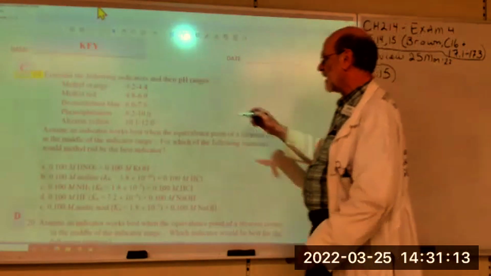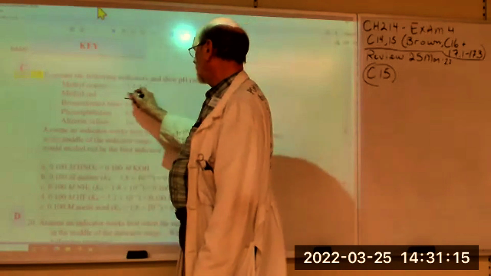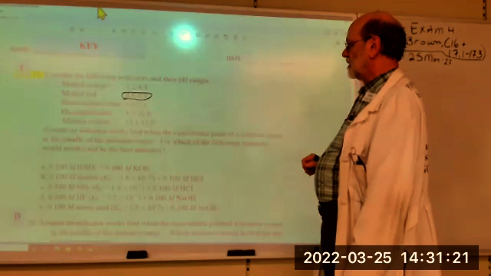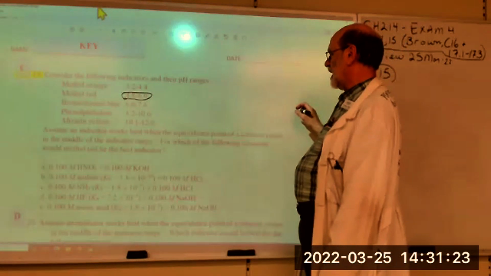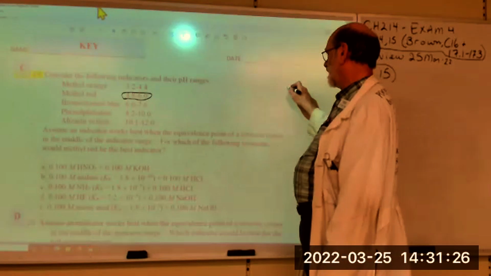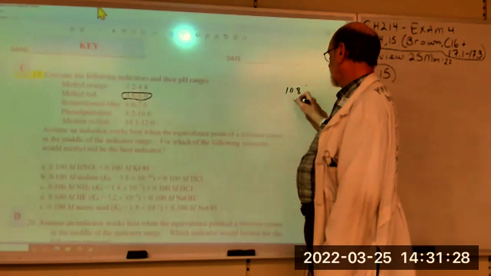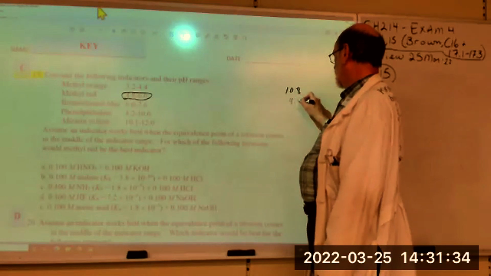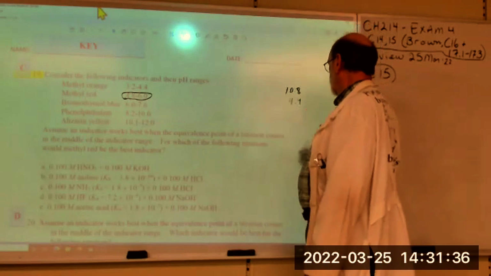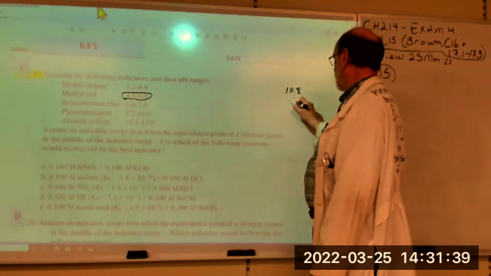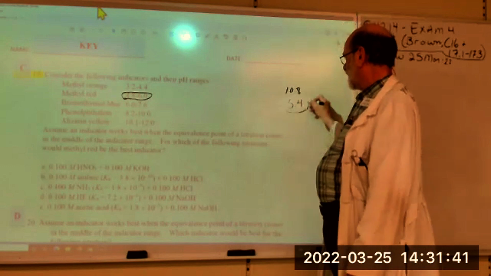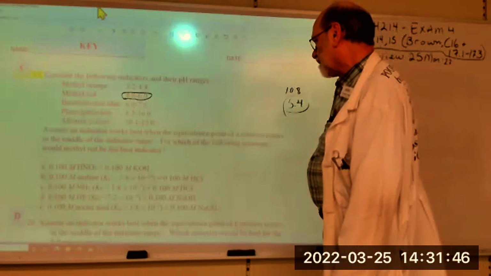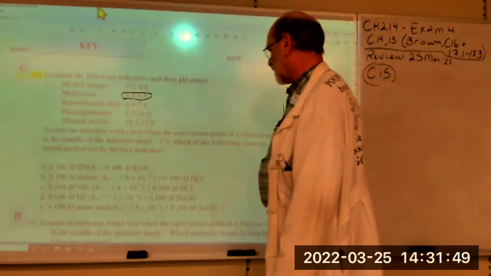Methyl red is here. So what's the middle of that range? For 10.8, it'd be 4.9. No, 5.4. 5.4 would be the middle of that range. So, for which of the following titrations would methyl red be the best indicator?